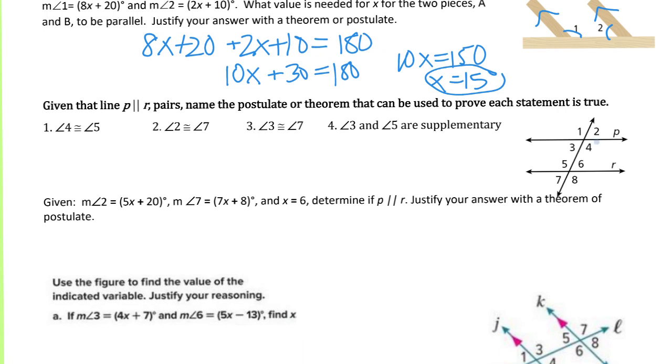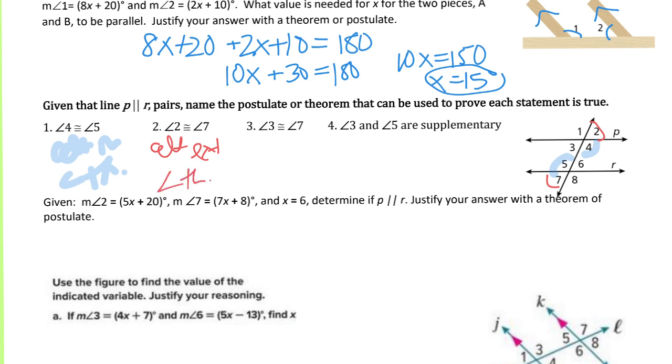Why would angle 4 and angle 5 be congruent to each other? Okay, that would be alternate interior angles theorem. And I'm using a highlighter, so I'll try to move to a pen. And I'm writing with my finger because my pen doesn't work. So angle 2 and 7, why would they be congruent? 2 and 7 would be congruent by alternate exterior angles theorem.